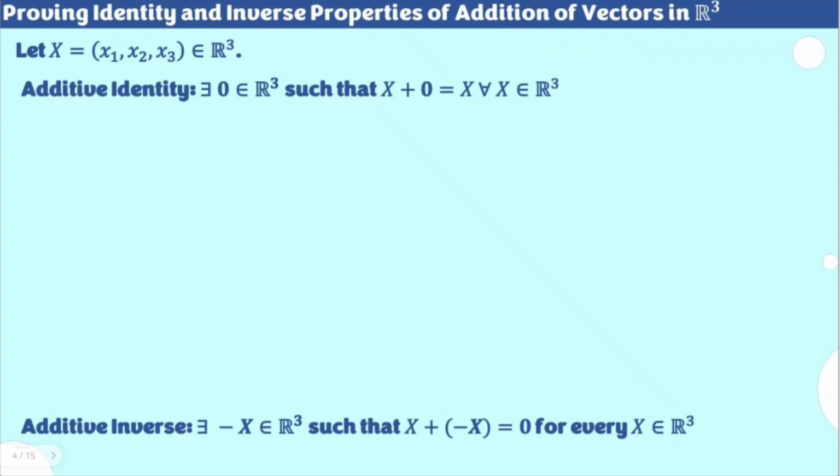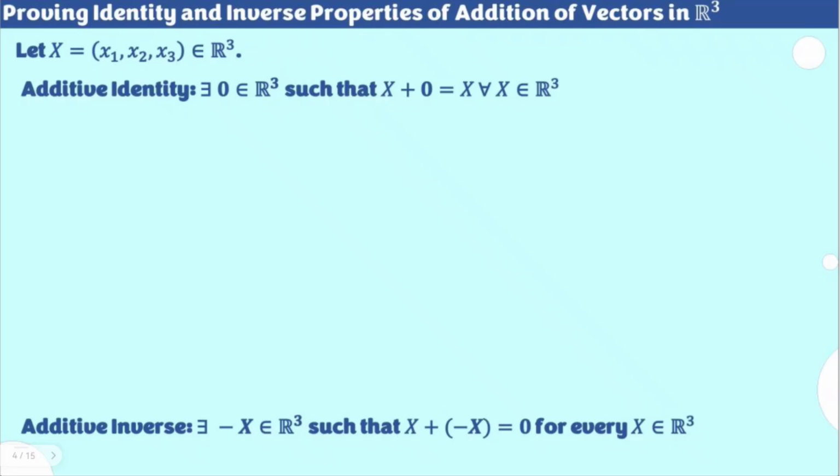Now, let us show or prove the existence of identity and inverse properties for vector addition in R3. These two are the additional axioms we need to show in order for us to determine that R3 is a vector space. We are already done with the closure property, both for vector addition and scalar multiplication. In the previous video, we also had the commutativity and associativity of vector addition. And this time, let's show that there exist identity and inverses for vector addition.